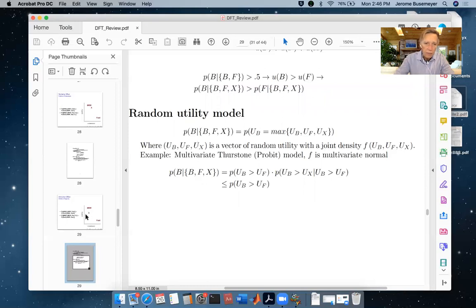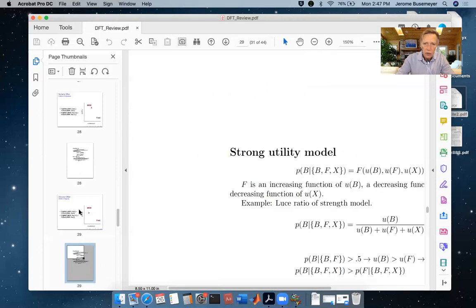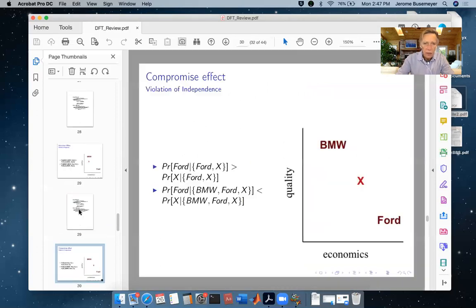Well, the attraction effect rules out all of those models. So that was a pretty important finding. That's the second piece of the puzzle for economic theories of choice. Both the strong utility model and a random utility model were ruled out.